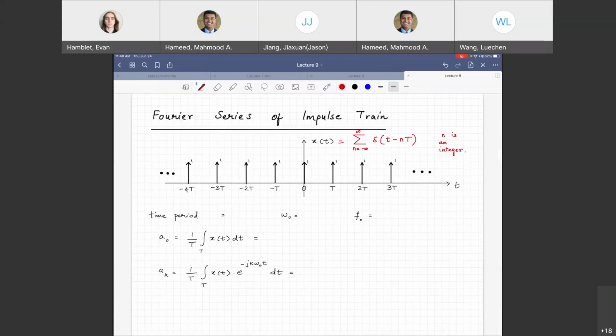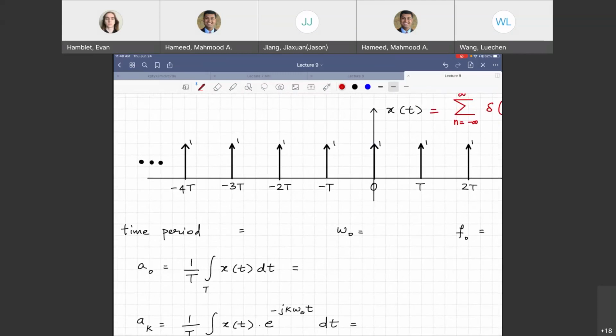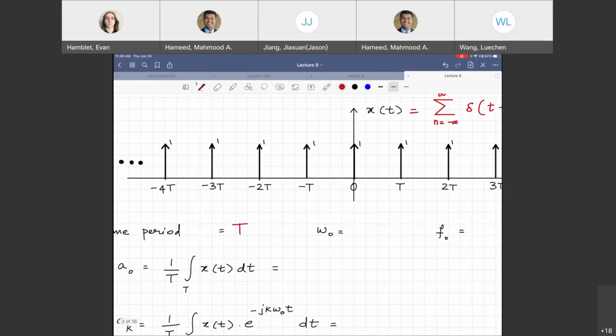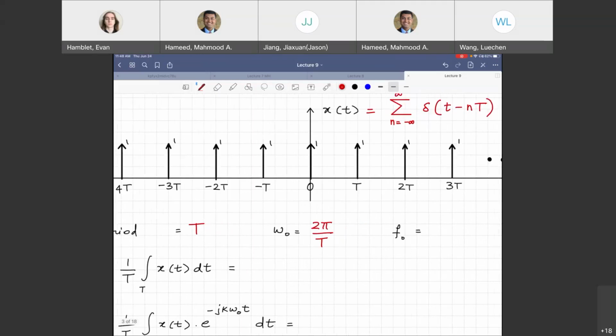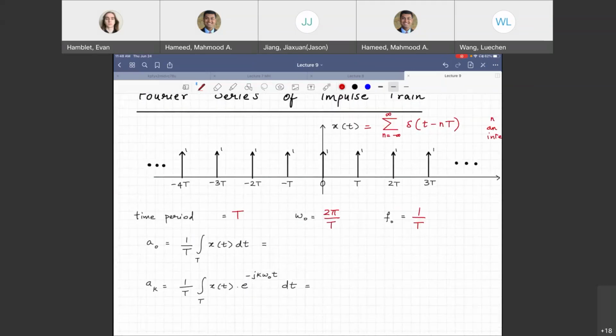Okay, so next, time period. What is the time period of this guy? T. What is omega naught? Oh, omega naught. F0 is 1 over T, yes. But omega naught is 2 pi over T, yeah? Find a sub 0, the average value of the signal. What is the average value of the signal?